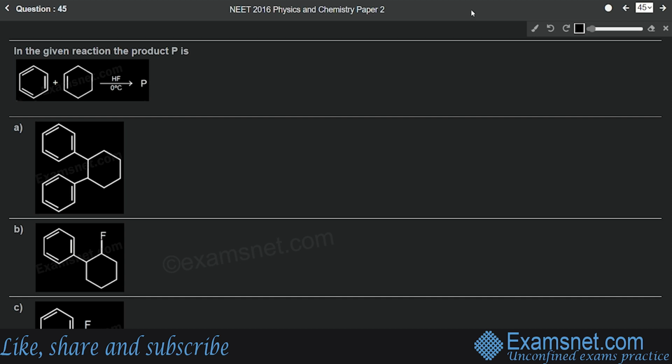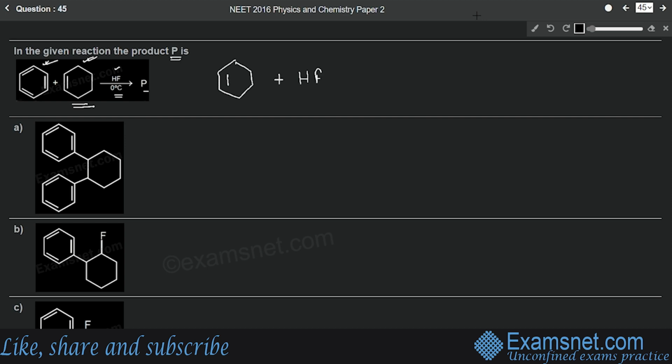Now question number 45 is from the chapter haloalkanes and haloarenes, and the question is, in the given reaction the product P is. The reactants are benzene and cyclohexene, reacting with hydrogen fluoride at 0 degrees Celsius to give the product P. Now what will happen? First, this cyclohexene will react with hydrogen fluoride.